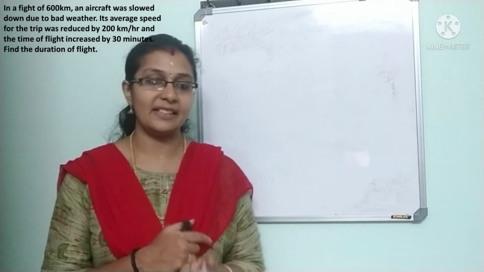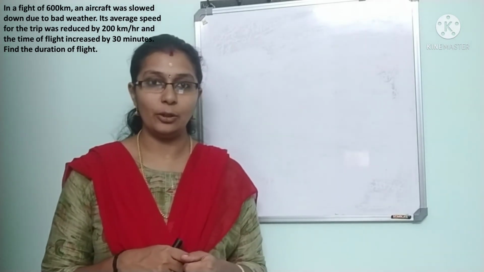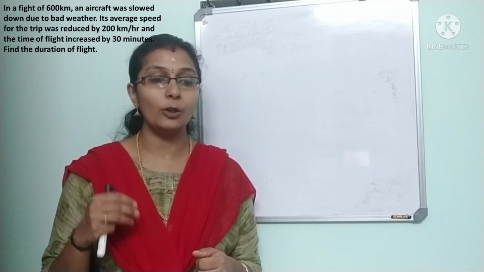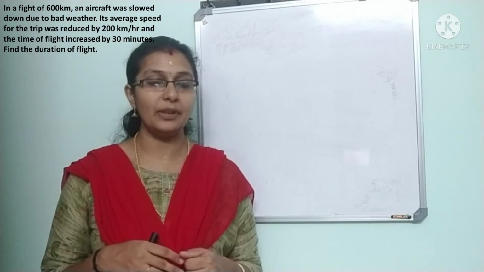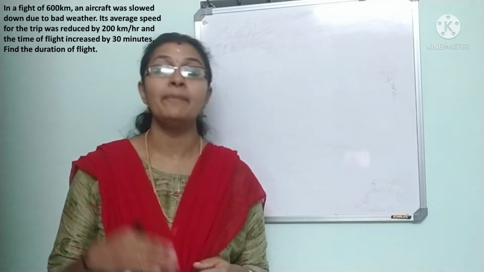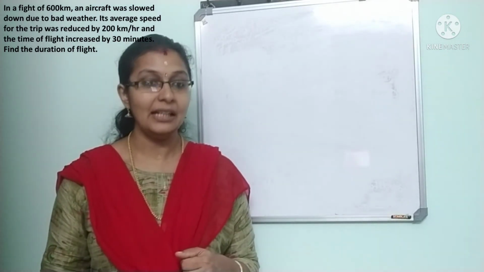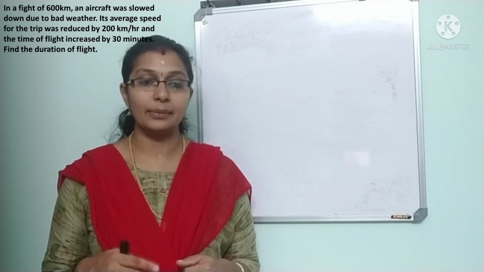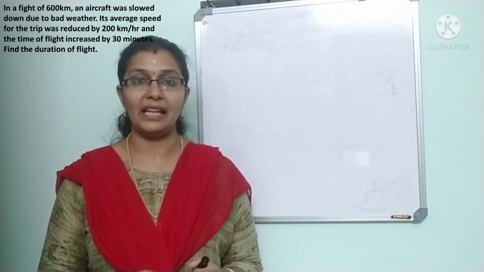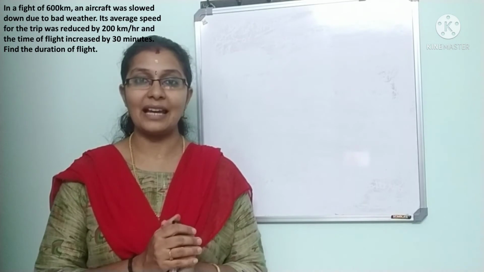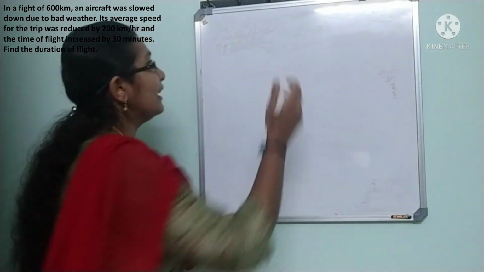Okay. So let's start. In a flight of 600 km, an aircraft was slowed down due to bad weather. Its average speed for the trip was reduced by 200 km per hour and the time of the flight increased by 30 minutes. Find the duration of the flight. So our question is to find the timing. Okay. So what are all the hints given?